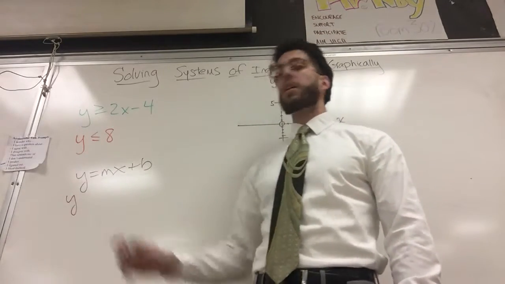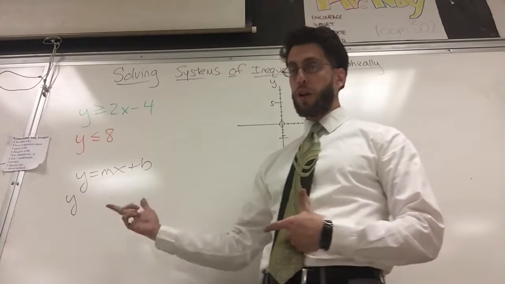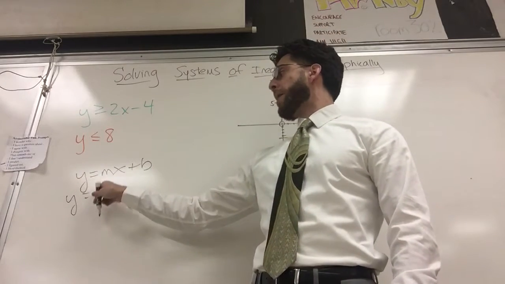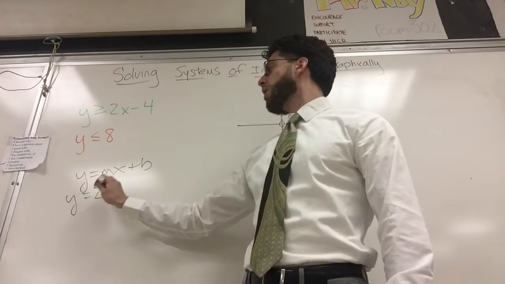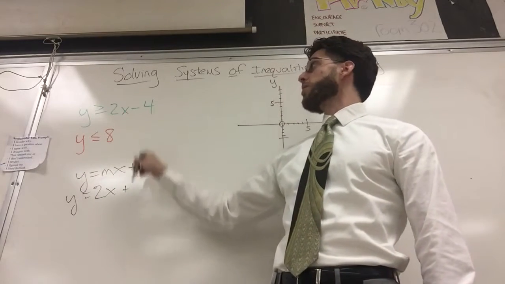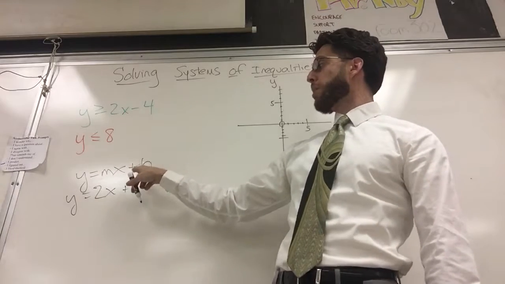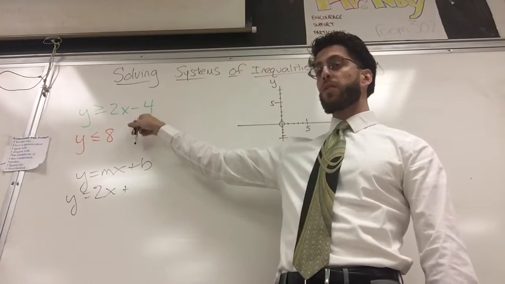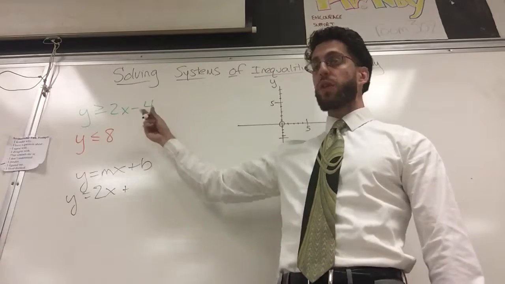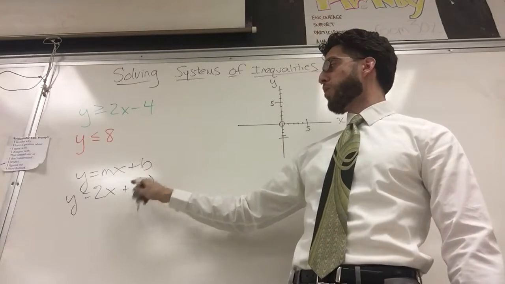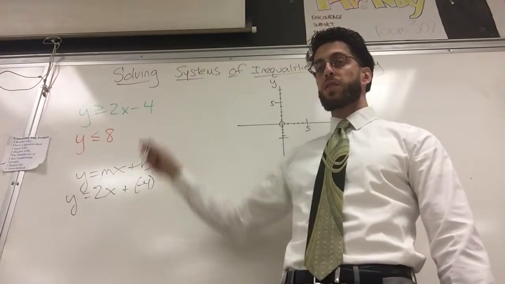If I see y, good, I want y alone. Equals m. M is a number, it's a coefficient of x, whatever number it is. In this case, it's 2. Then comes x, then comes plus, then comes b. And b can be negative. So in this case, b is -4. So you won't see it as +4. You'll see it as -4. Or you might see it as plus -4, but that's rare. You'll usually just see it as -4.